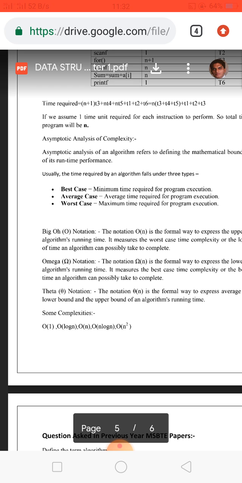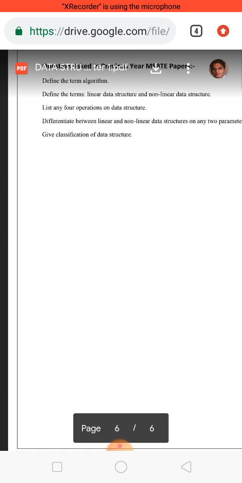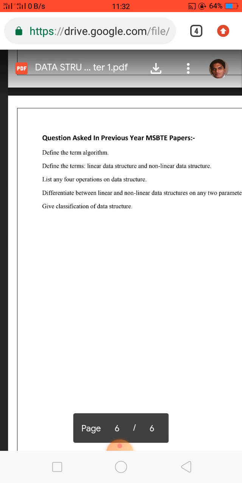So this is your first chapter of data structure. You can ask any questions about this chapter to me at any time.